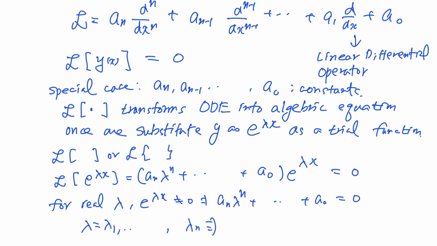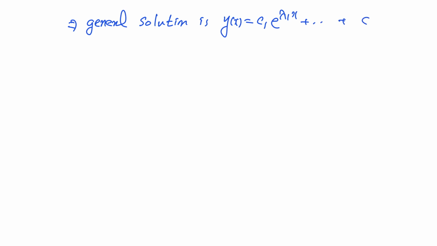That means we have the following solutions: exponential lambda 1 x, exponential lambda 2 x, ..., exponential lambda n x, right? Therefore, y(x) is c1 exponential lambda 1 x plus ... plus cn exponential lambda n x. But some cases arise, such as a double or triple root.